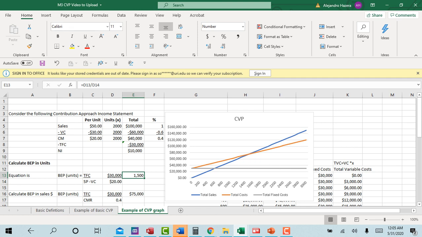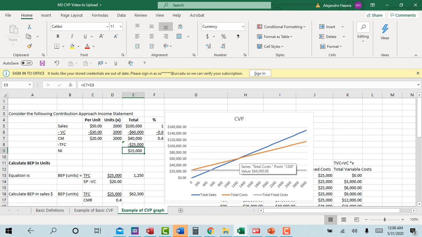What's happening is the numbers are shifting, the graph is rescaling. So you didn't see anything change, but you saw the numbers change. Let's go back to the original 25,000. You'll see the numbers on the left-hand side change, or the units change, actually. So the break-even point goes back to the original 1,250.